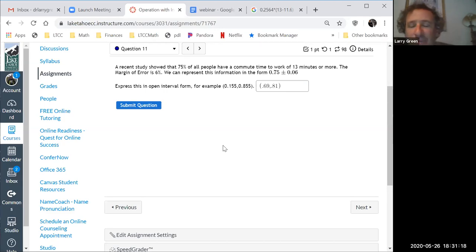Okay, any questions on this problem? And the way you would state it is you would say we're 95% confident that the population commute time, mean commute time, is between 0.69 and 0.81. Okay, any questions on that? Okay, the population proportion is between 0.69 and 0.81, not mean, this is proportions.